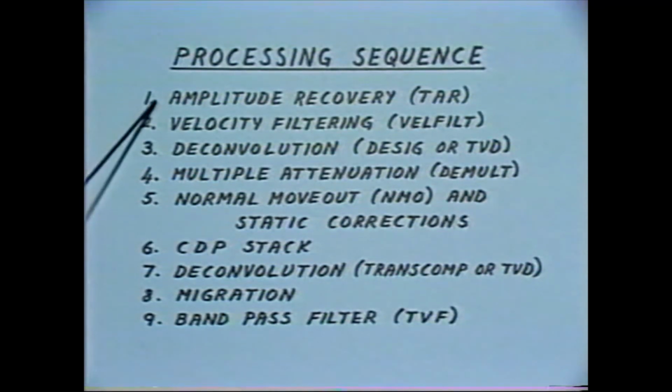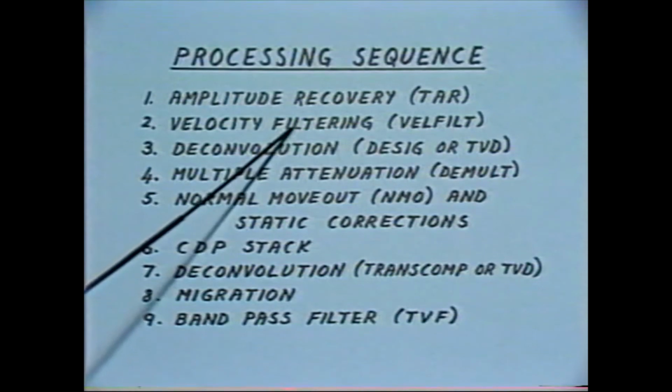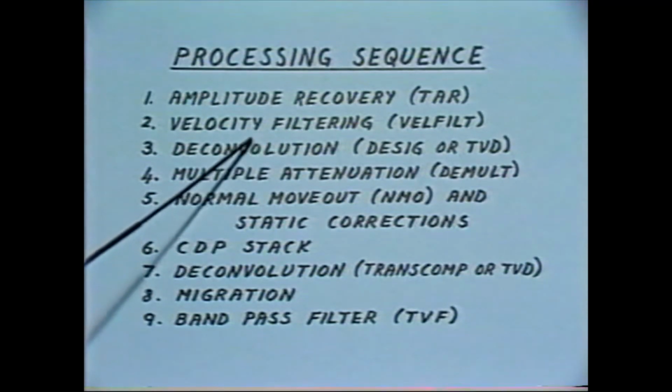Amplitude recovery is generally the first thing to be applied because it puts the seismic traces into a form where, if we display them at any stage during the processing, they have reasonably even amplitudes down the trace, and therefore we can see all the various reflection events. Velocity filtering is usually the next process because that removes various kinds of noise before we go into the deconvolution process, either designature or TVD.